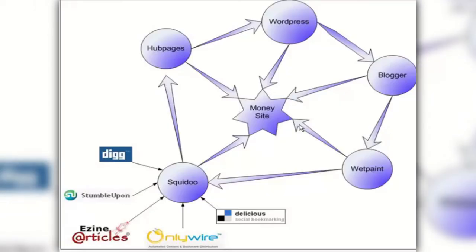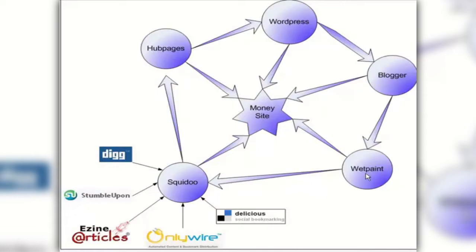Okay, so here we have a picture of a link wheel. You can see it's fairly easy to understand. This one has 1, 2, 3, 4, 5 spokes. Now typically a link wheel may have more, may have less, it depends on how many you want to create. But you can see what we do is that each of these spokes is linking to another one of the spokes and to the money site.